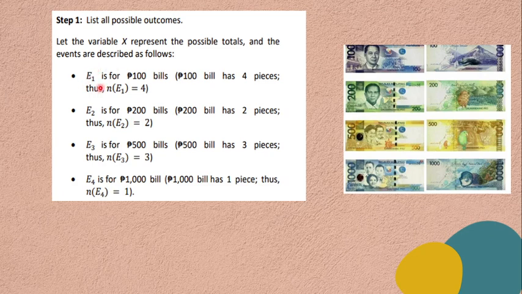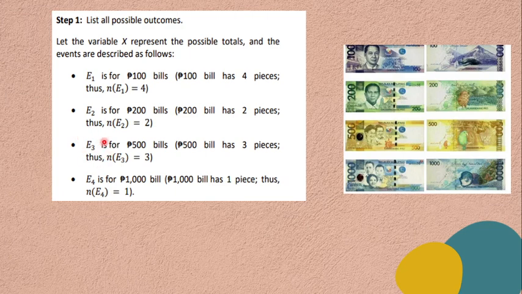So, yung event 1 natin is for 100 bills. Ilan nga ulit yung 100 bills natin? We have 4 pieces. So, yung event 1 natin is equal to 4. Yung event 2 naman natin is for 200 bills. And ilan yung 200 bill natin? We have 2 pieces. Thus, our event 2 is equal to 2.